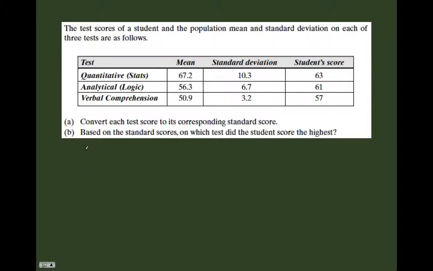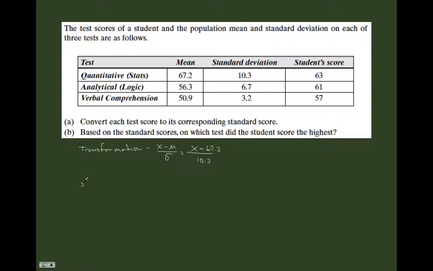So the transformation that I'm going to be using, again foreshadowing a little bit, is X minus mu over sigma, which specifically is X minus, well, in each case it'll be different. For the stats one, for example, it's going to be X minus 67.2 divided by the standard deviation, which is 10.3, okay? And then, of course, for the logic part and the verbal part, the transformation will be a little bit different. But let's take a look here.